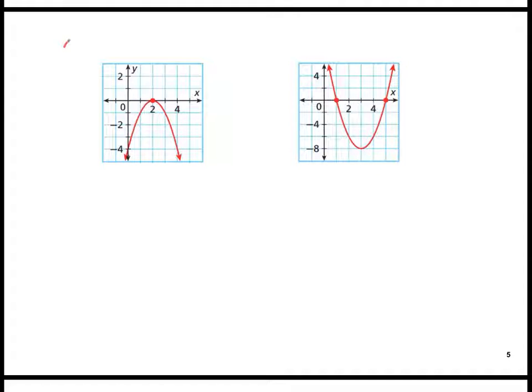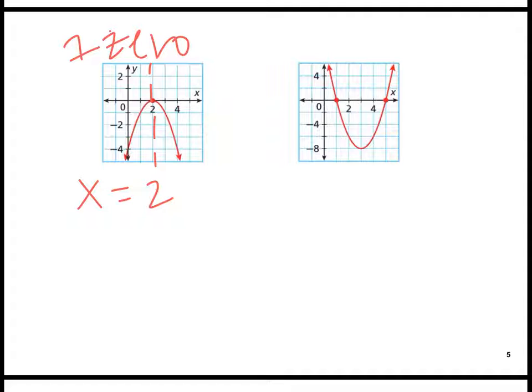On the left side, we have one zero. Okay, it only touches once. It touches at x is equal to 2. So when there is one zero, the axis of symmetry goes right through that vertex, and it's the same thing as the zero here. So my axis of symmetry is at x equals 2, and my zero is also at x equals 2 here.